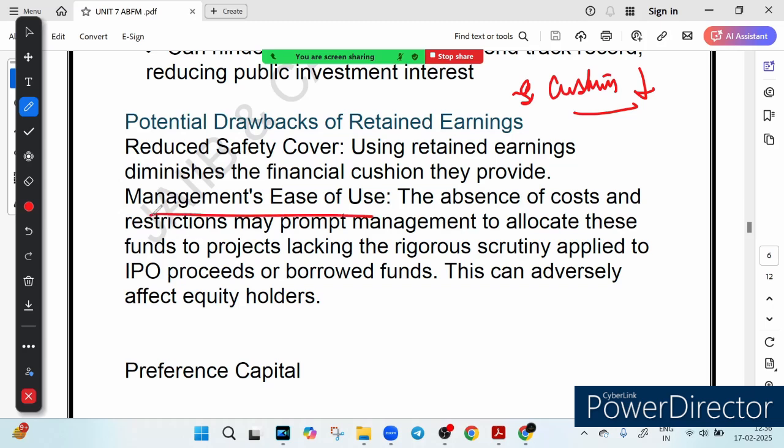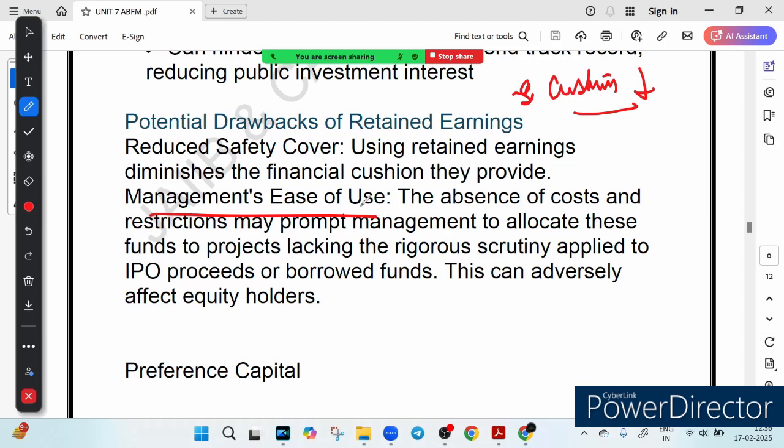And also easy money, which means risky decision. Since retained earning don't come with loan restriction or investor scrutiny, management might spend it on unnecessary or risky projects that don't add real value. This can hurt equity holder in the long run. So while retained earning are useful, they need to be managed wisely.